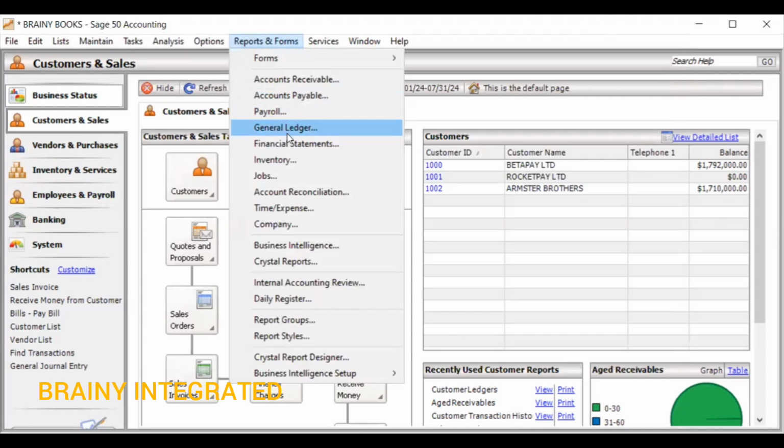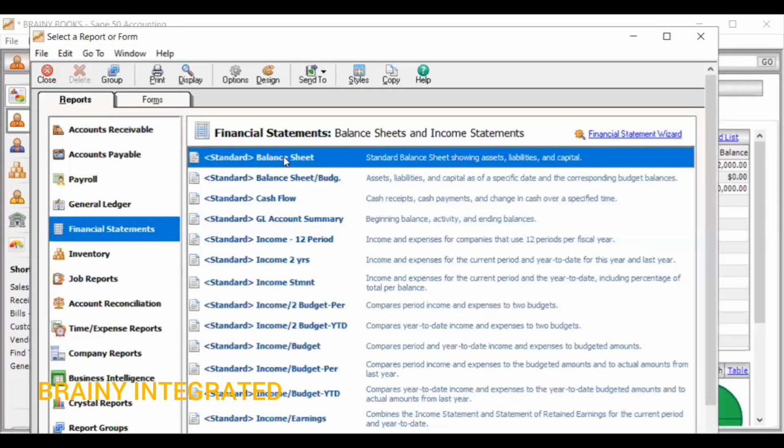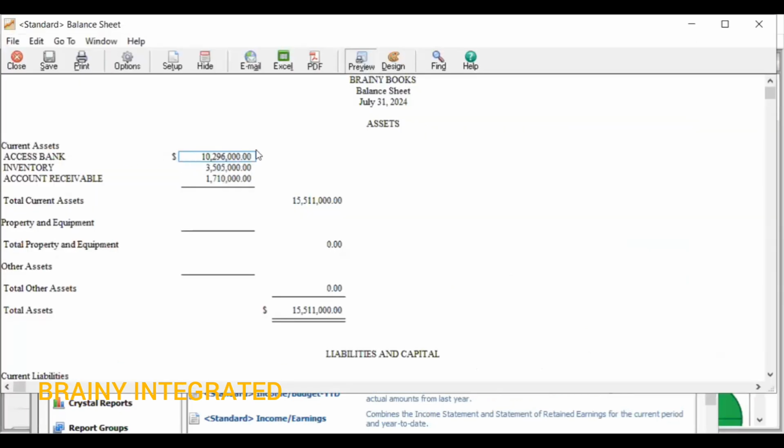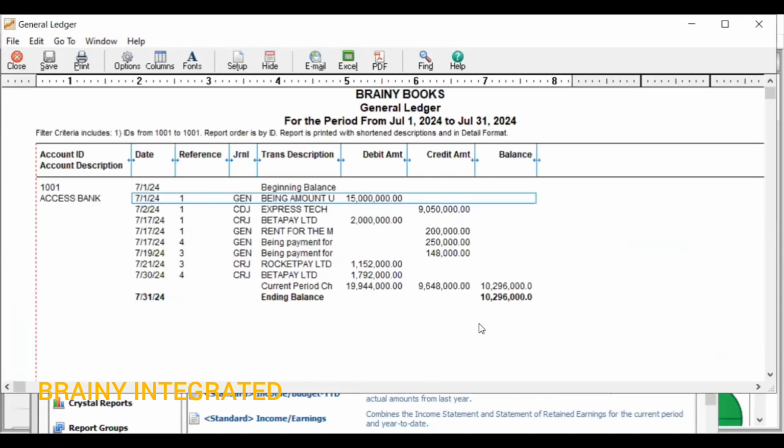To do this, I want to go to financial statement. I want to check the balance sheet. Okay, so now see the balance. Can you see the balance on the Access Bank? It has increased to how much now? $10,296,000. That amount has increased.